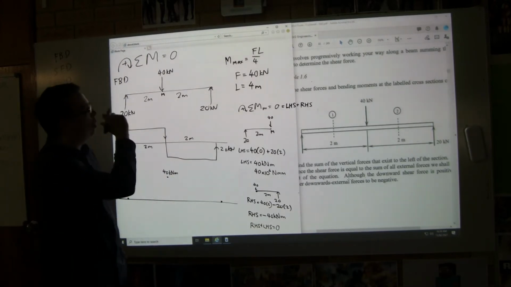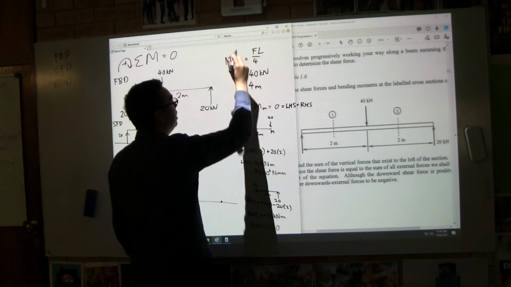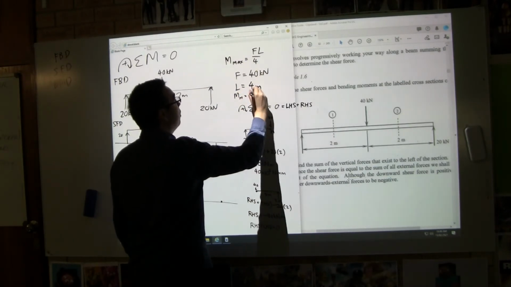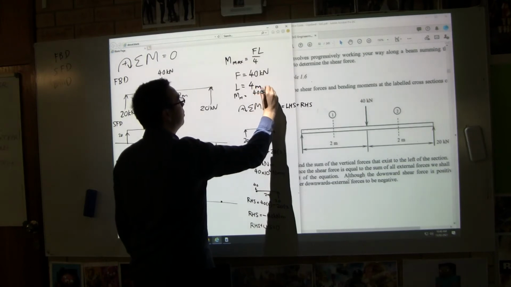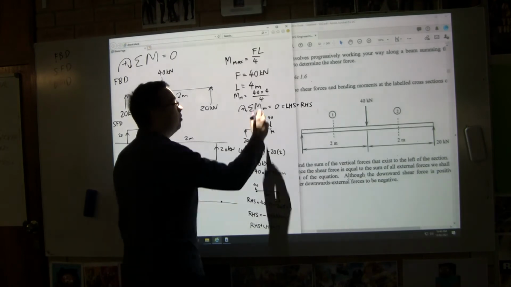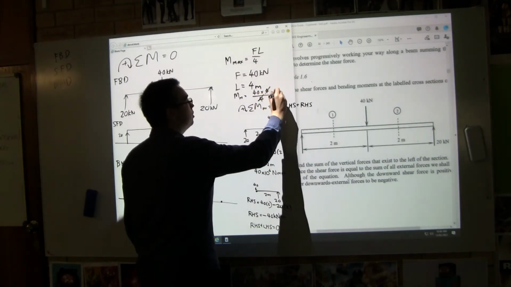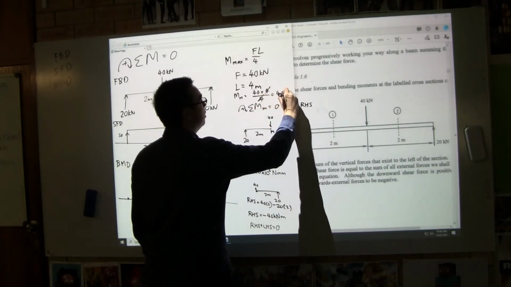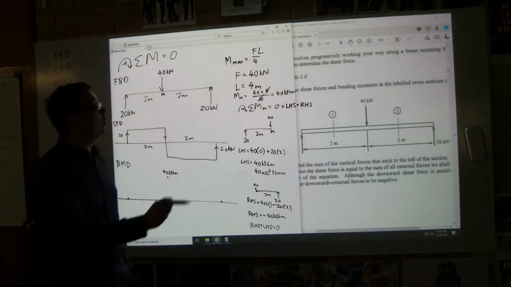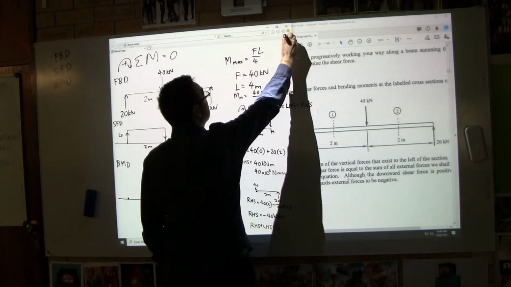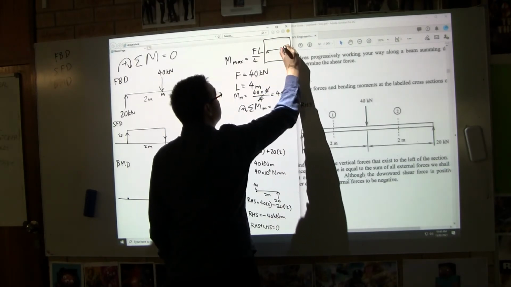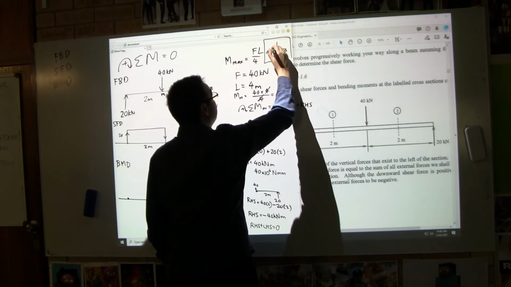If we go back to our equation, we said that this formula is going to equal M at M equals 40 times 4 divided by 4. That's pretty easy. Let's have a look at that maths. Cross out 4 and 4, equals 40 kilonewton meters. Now, I want to remind people that this formula only works if there's a single force mid-span.